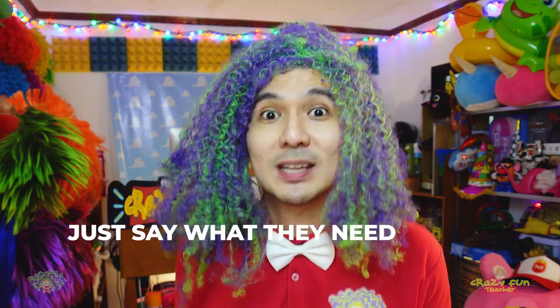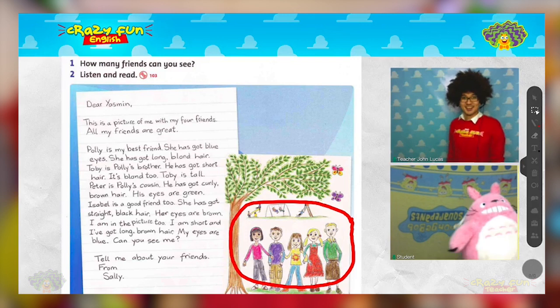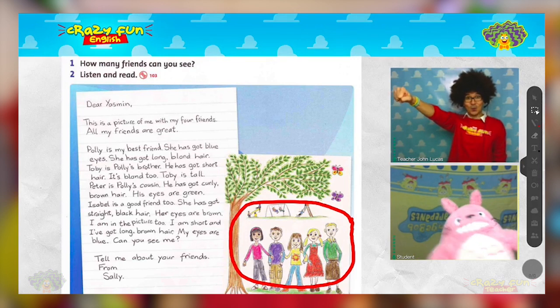The approach here is to just say what they need to say and pair it with some hand gestures and actions. For example, instead of asking, "Are you ready?" just say, "Let's go!"